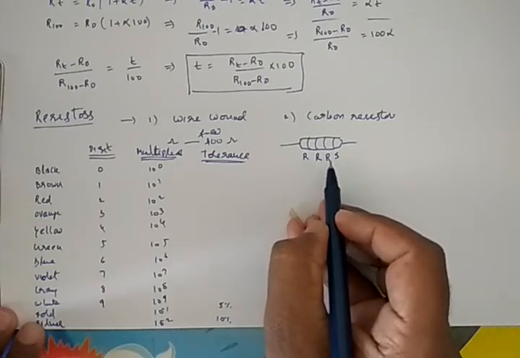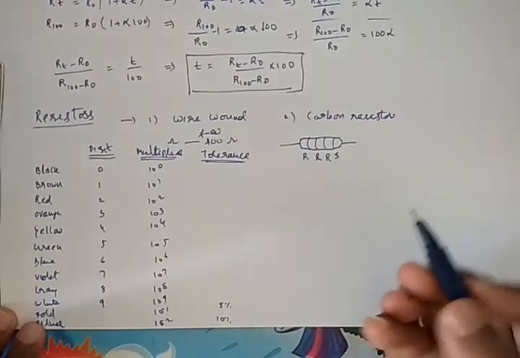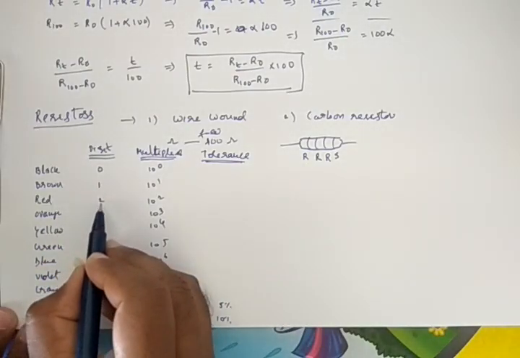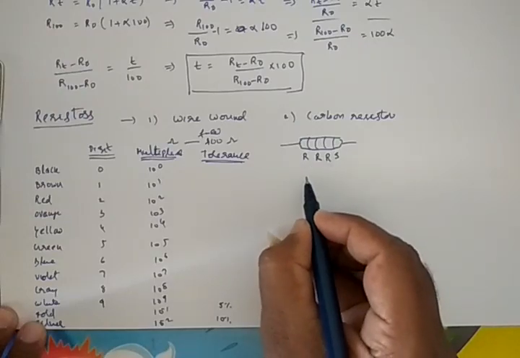Next one is multiplier, decimal multiplication. This one is multiplier, and the final one is tolerance. The first one is red color. Then what is the number for red? Red number is 2. Then 2.